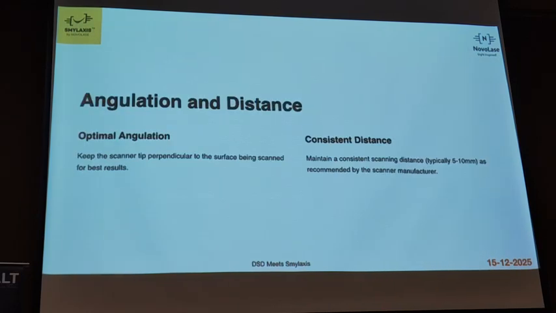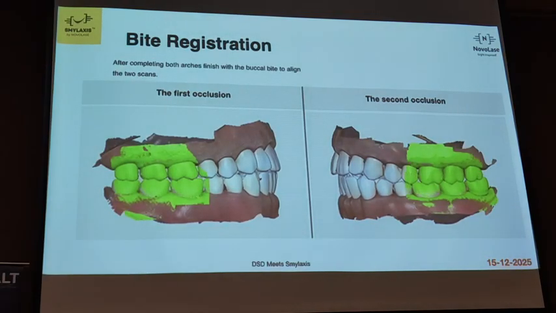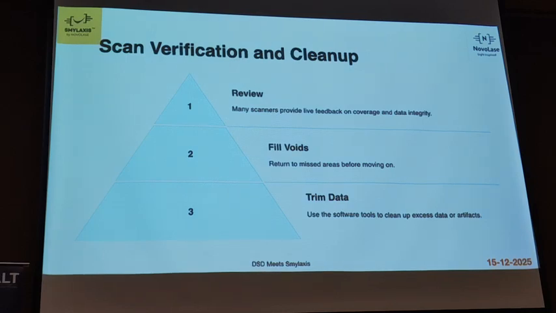Angulation should be 90 degrees, and the distance should be 5 to 10 millimeters. That is the depth of scanning. When you scan the surface, try to keep a distance of 0 to 5 millimeters. Okay, you will get a good scan surface. The motion technique, and you need to record the bite on both sides. This is also very important for us to set the final occlusion. Got it? And scan, verify, clean up, and then you send this.